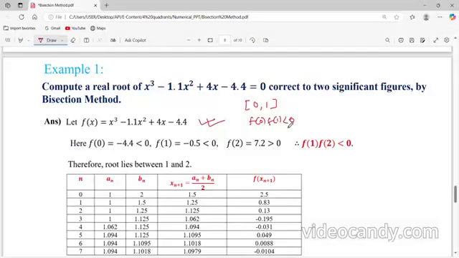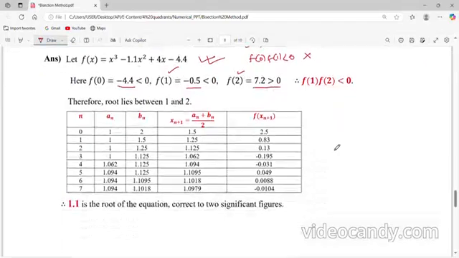So let's check. f(0) equals minus 4.4, which is less than 0. f(1) is also minus 0.5, less than 0. So this one is not possible, and we go for the next interval. f(2) is 7.2, which is greater than 0. So the root lies between 1 and 2. Next is the formation of the table.